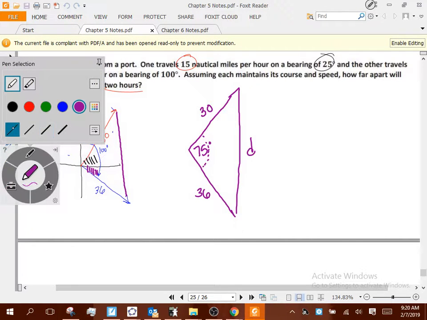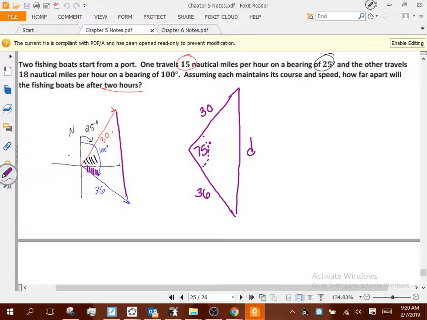Is that a law of cosines question? Yeah. So now I can say d squared is equal to 30 squared plus 36 squared minus 2 times 30 times 36 times cosine of 75. Just real quick, before we even start typing this in, what would you say would be the maximum distance that these two boats could have between them?